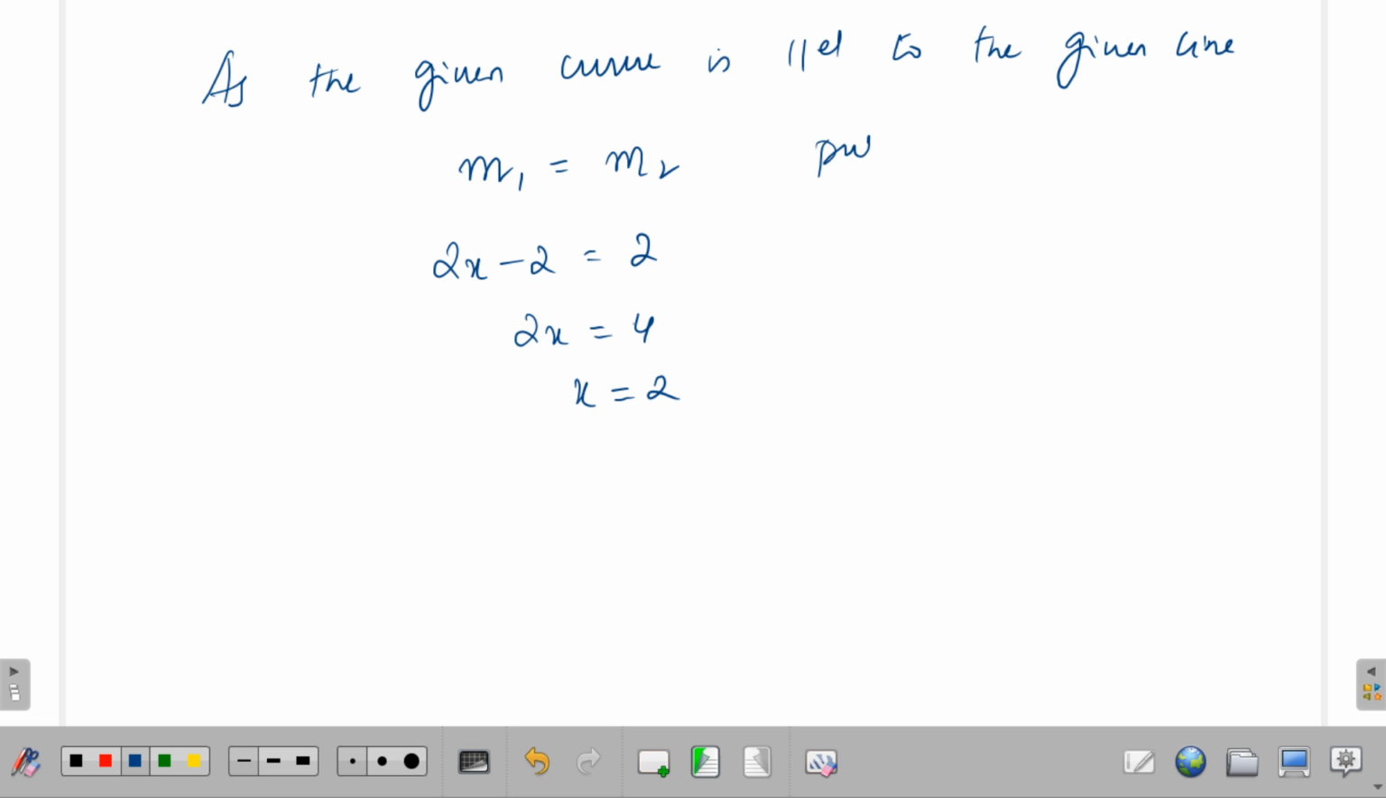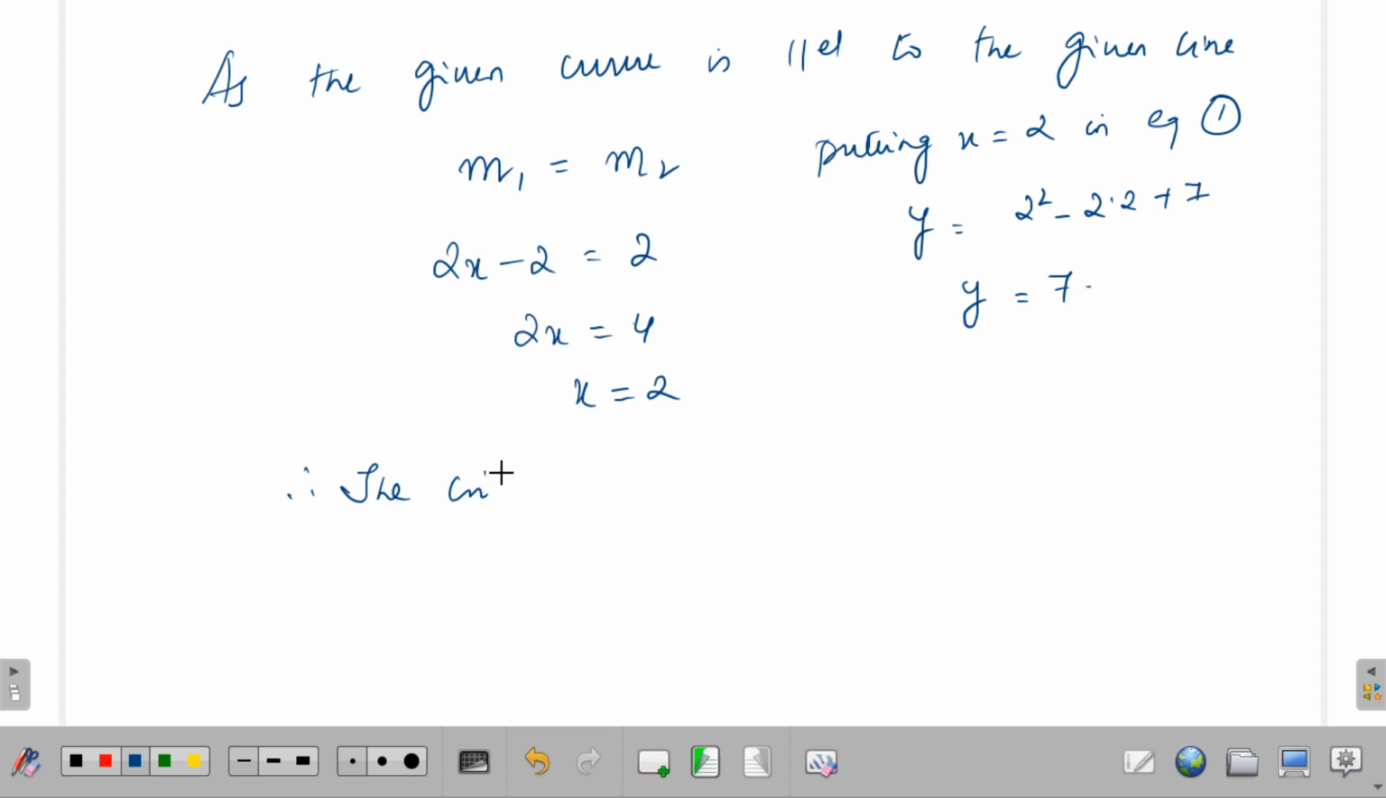So I can say putting x is equal to 2 in equation 1. Equation 1 happens to be y is equal to that, so y is equal to 2 square minus 2 into 2 plus 7. So y is nothing more than 7. In short, therefore the critical point is nothing more than x comma y, which is 2 comma 7.